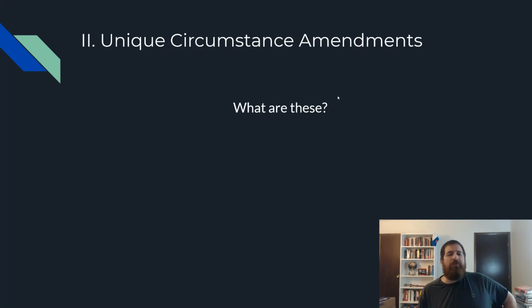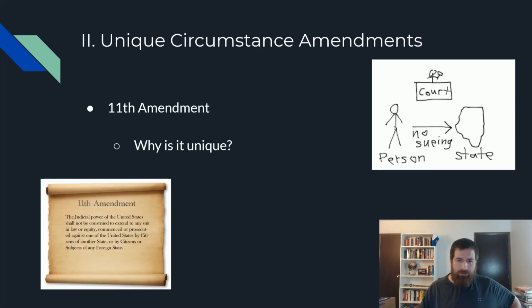All right, next, unique circumstance amendments. So these are our last three amendments of the 27. And very simply, these amendments are ones that we can't really pair up with any other amendments. They are largely unique. The circumstances that led to their passage or what they do is not similar to any of the other amendments, hence the title here. So with each of these, not only will we define them, but we'll also talk about why those amendments are unique.